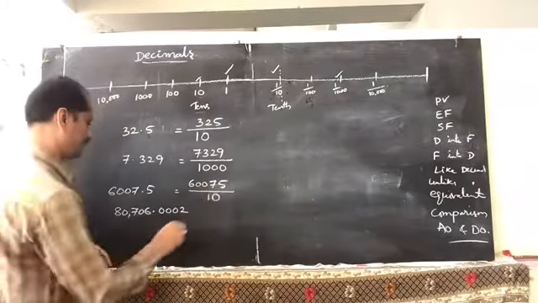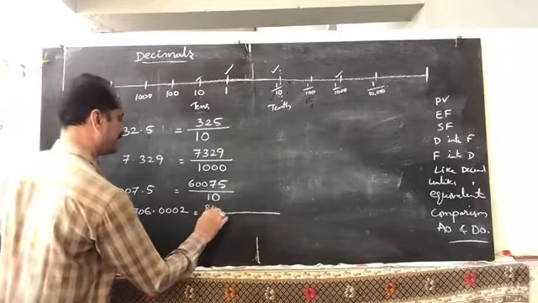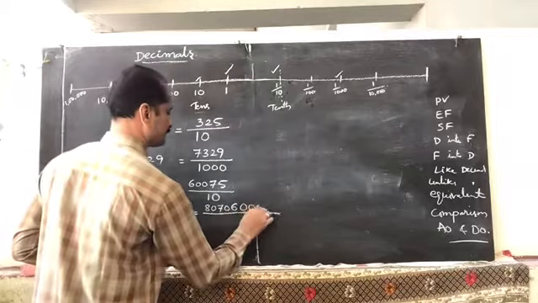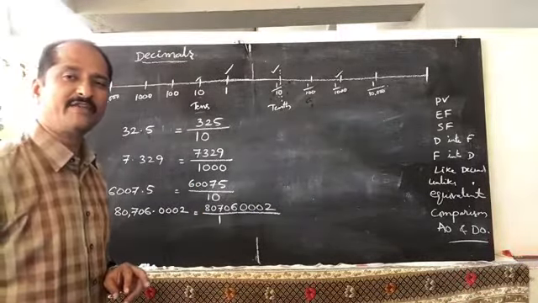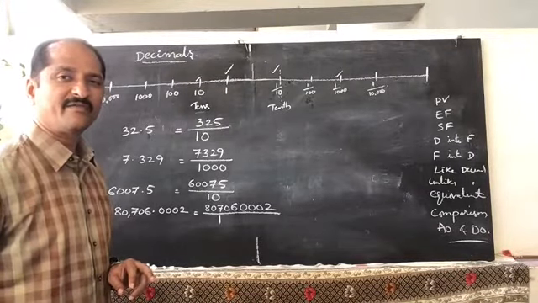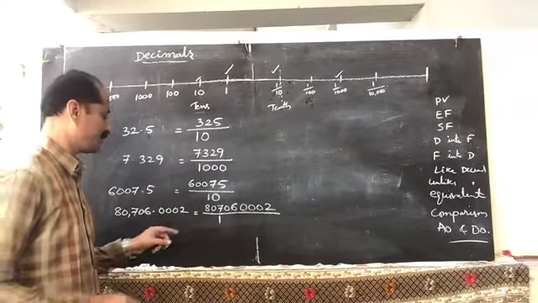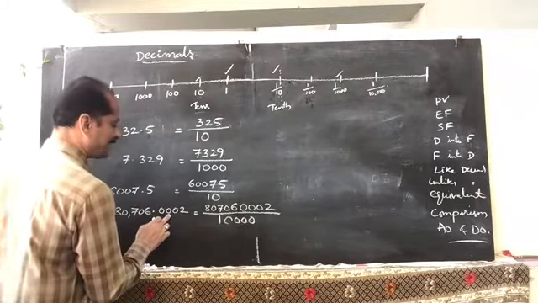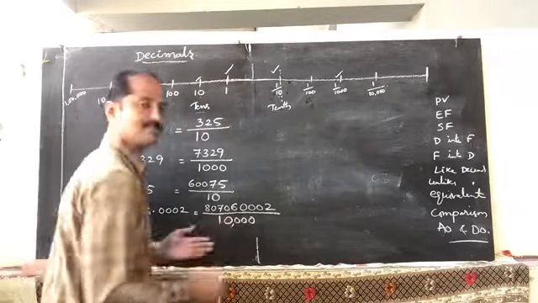Simply. So here also, remove the decimal point and write down 80706 0002 divided by 1 after which the number of zeros equals the number of digits in the decimal part. Decimal part lo any digits unte any zeros place cheyali. 1, 2, 3, 4. That is nothing but the 10th place, 100th place, 1000th place, 10,000th place. So we have 10,000.